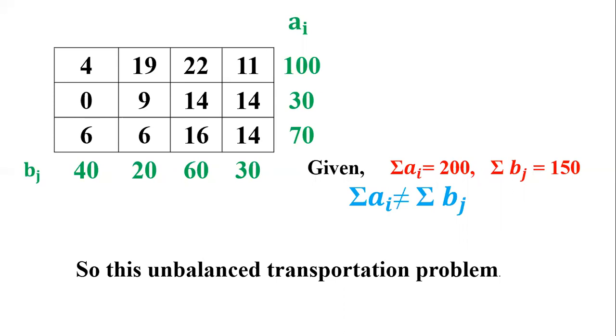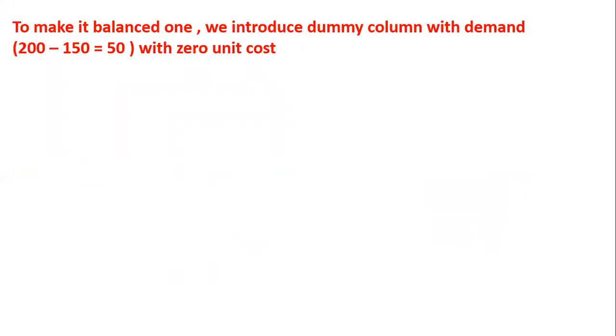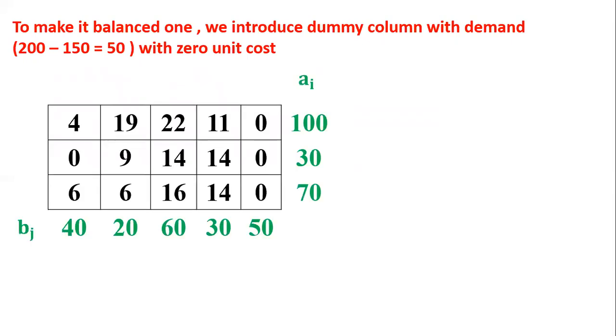An unbalanced problem cannot be solved, so we must convert it to a balanced one. First you have to check whether supply is less or demand is less. So demand is less. How much less? 50 is less. So we have to introduce a dummy column with demand 200 minus 50, equal to 50, with a zero cost matrix. When demand is less, we introduce a new column with demand 50, and all the cost elements in that column are zeros. Most important. Otherwise there are no changes.